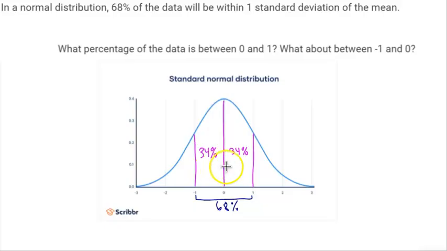Then from there, I will mark each section as 34% because I know the two sections in total are 68%, and the two halves should be equal because of the symmetry on my curve. Therefore, 34% of the data is between 0 and 1, and then another 34% of the data is between -1 and 0.